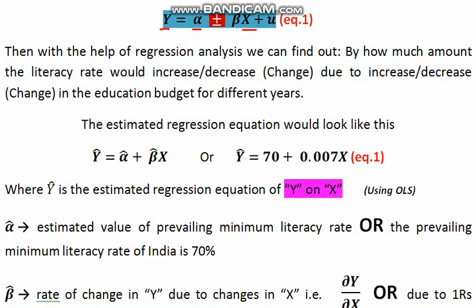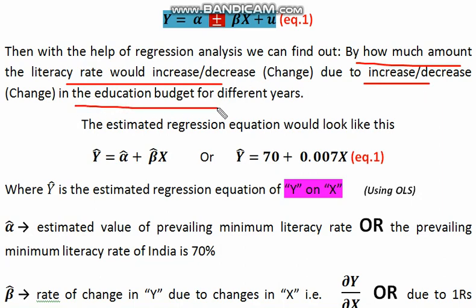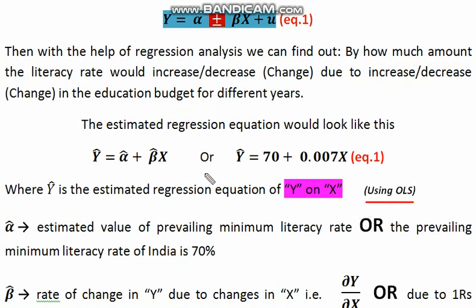So with the help of this regression analysis, we can find out by how much the literacy rate would increase or decrease due to the increase or decrease in the education budget over so many different years, right? So when we go for estimation using OLS, basically we use OLS, and after we estimate this regression equation, we get y cap is equal to alpha cap plus beta cap x.